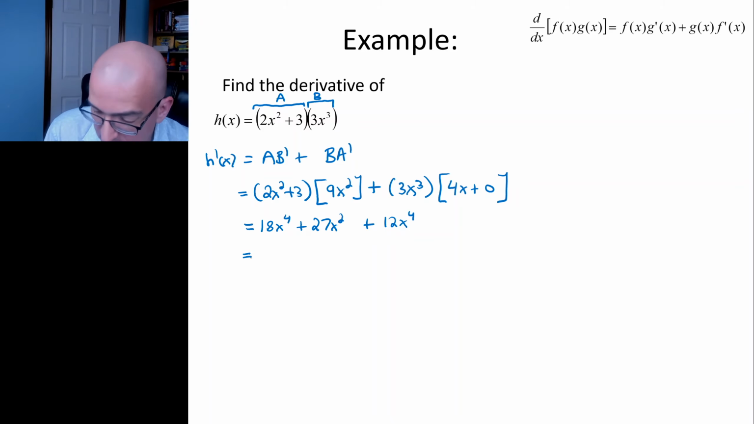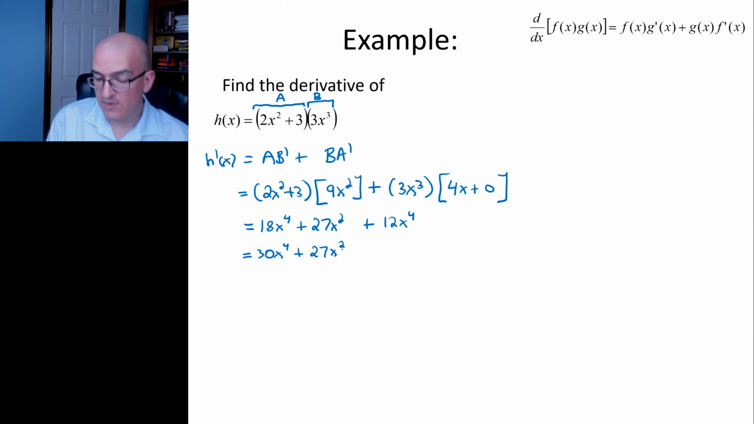We have 18 of them plus 12 of them. That's a total of 30 x to the power 4 plus 27x to the power of 2. This can be factored if you wish, or left alone if you wish. I wish to not factor it. I wish to leave it alone.